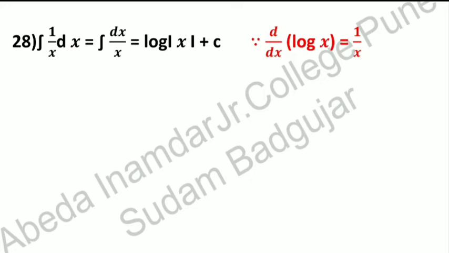Again in that case the power should not be f of x. Now formula number 28, you know the derivative of log x is 1 upon x, so integration of 1 upon x is equal to log x plus c, right?